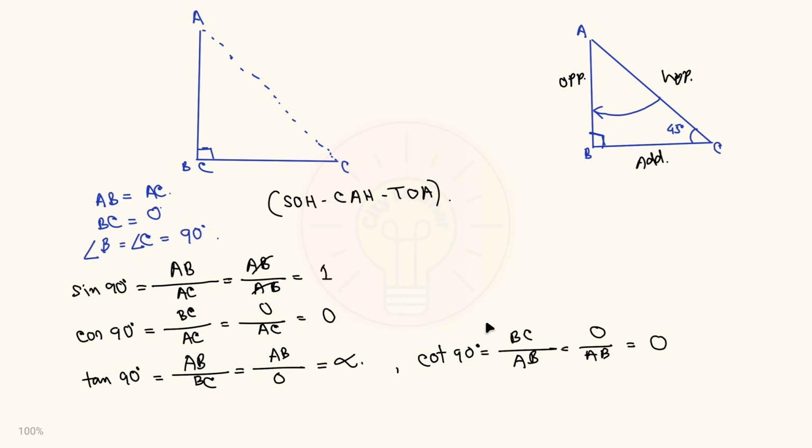Then after, sec 90 degree. Sec 90 degree is equal to the reciprocal of cos 90 degree. Cos 90 degree is 0, so 1 by 0 is equal to not defined. Then after, the cosec 90 degree. Cosec 90 degree is equal to the reciprocal of sin 90 degree. Sin 90 degree is equal to 1. 1 by 1 is equal to 1. So these are the trigonometric functions for 90 degree.